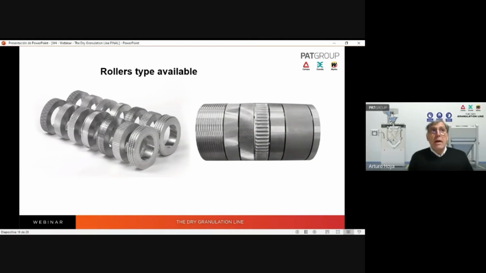Well, Mauro, following with the webinar, now we have this variable, because the roller type is another variable of the process.